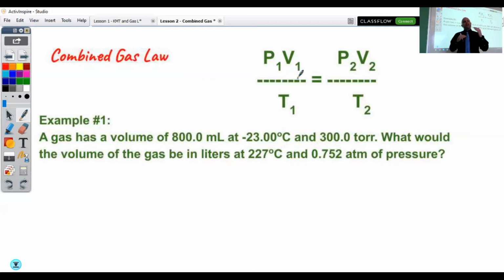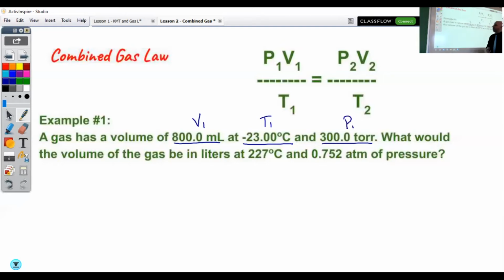Now, because we could have conflicting relationships between pressure, volume, and temperature, in some cases, we might not be able to easily predict whether our answer is correct based on the magnitude of the change. So, looking at example number 1, it tells us a gas has a volume of 800 milliliters. So this is going to be volume 1 at a temperature of negative 23 degrees Celsius. It's going to be our temperature 1. Of course, we're going to have to convert that into Kelvin. And our pressure 1, which is 300 torr.